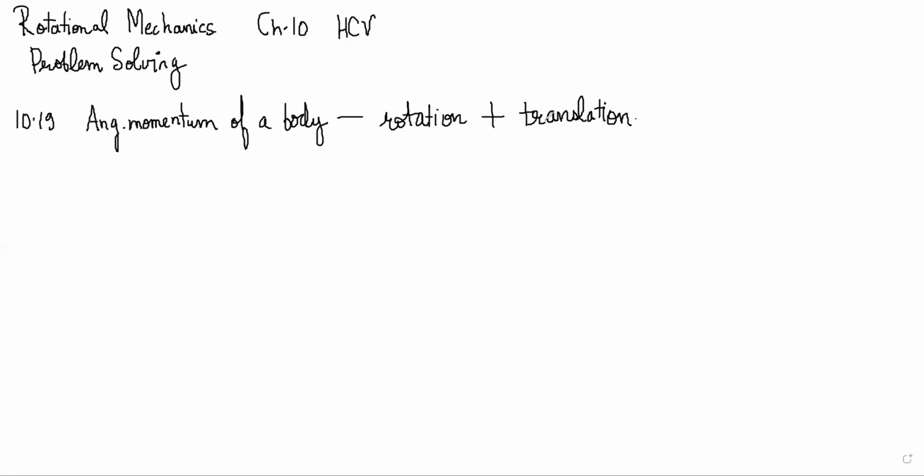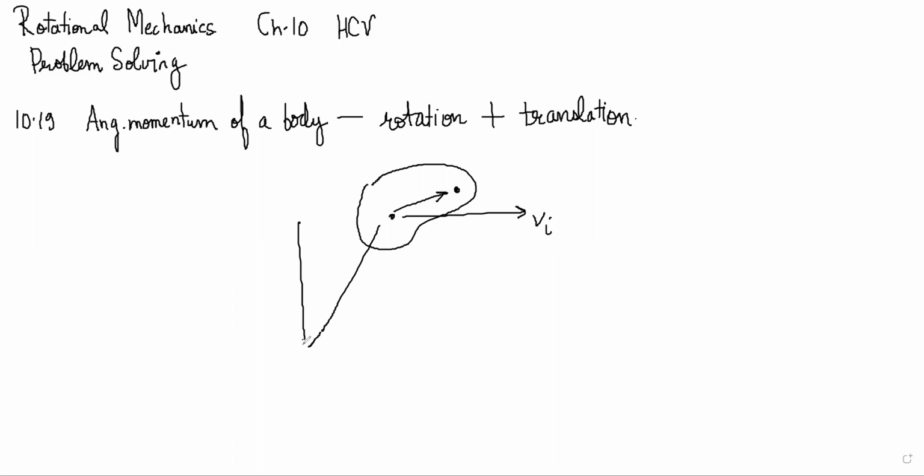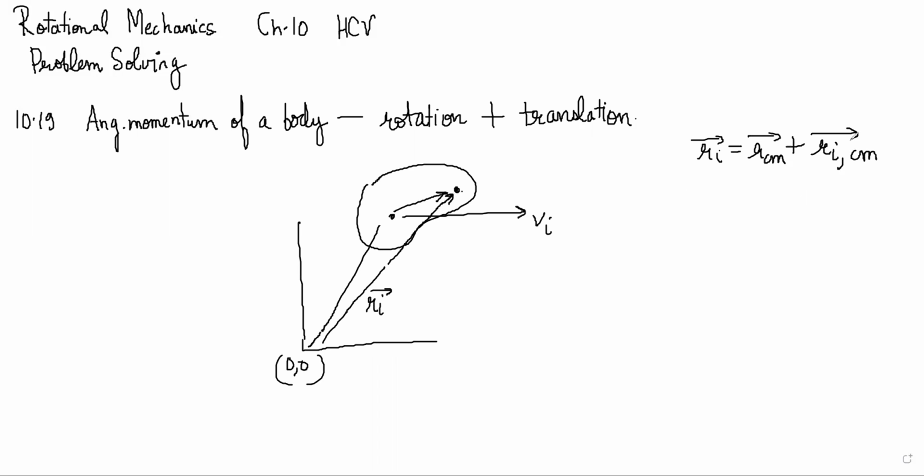So think about a point on the body. This is the center of mass. Let's say it is moving at VCM, and there is a random point here. It has some R vector with respect to this center of mass. This is your origin. So the ith particle has a vector Ri. The ith particle's position will be RCM plus Ri with respect to CM, right?